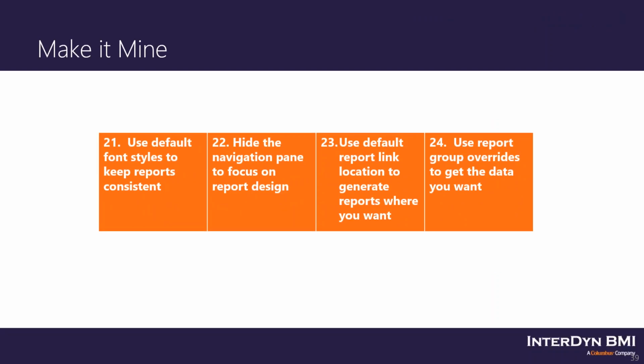All right. We're going to make it mine, all right? So we're going to talk about default font styles, being able to hide the navigation pane if you need a little bit more real estate when you're trying to code reports or just look at reports. You can use the default report links location to generate reports where you want them to. So I'll show you when you're going to generate a report, all the various different places that you can use to generate reports to a specific location in a library. And we'll talk about both of those, the links and then override where you want the data to actually go.